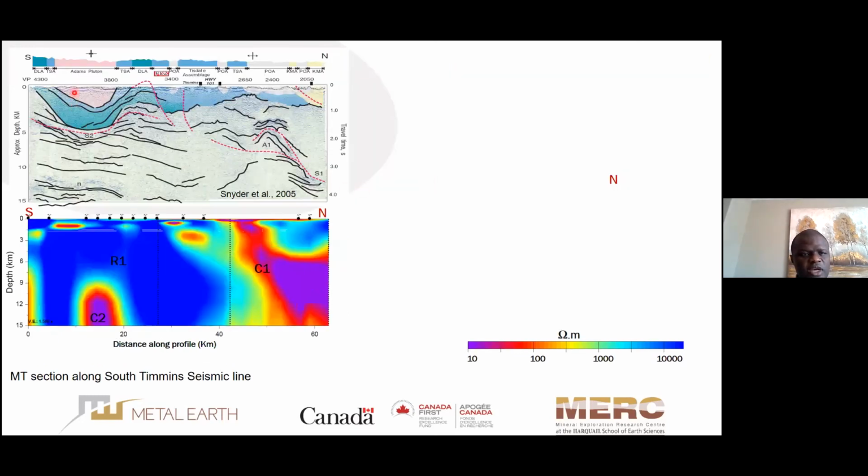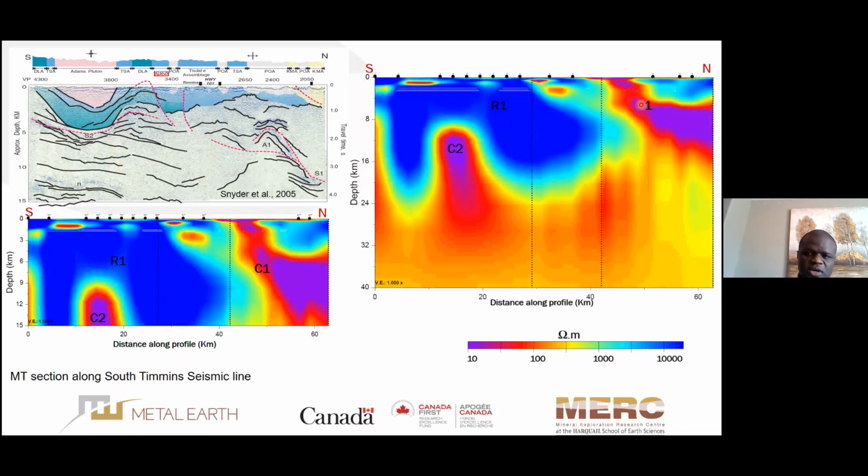Again, this is for the South Timmins line. Again, at the same scale, looking at it, the Porcupine Destor really comes up really well. We have very similar structures in both models. And again, looking at it at the large scale, this is the deformation zone, and we have some sort of intrusive body here, and the large scale conductivity anomaly that dips to the north is right there.